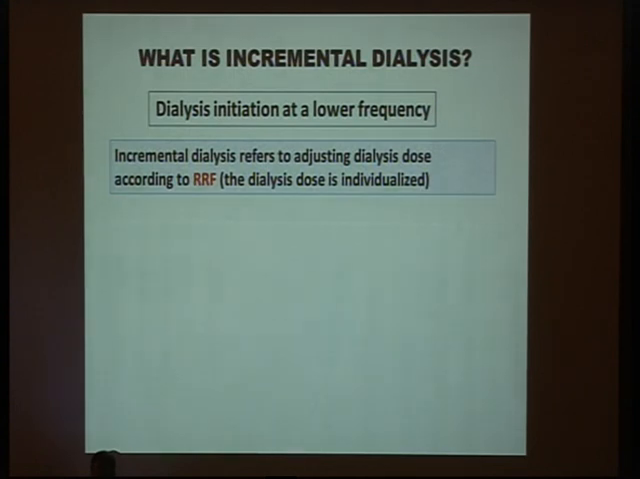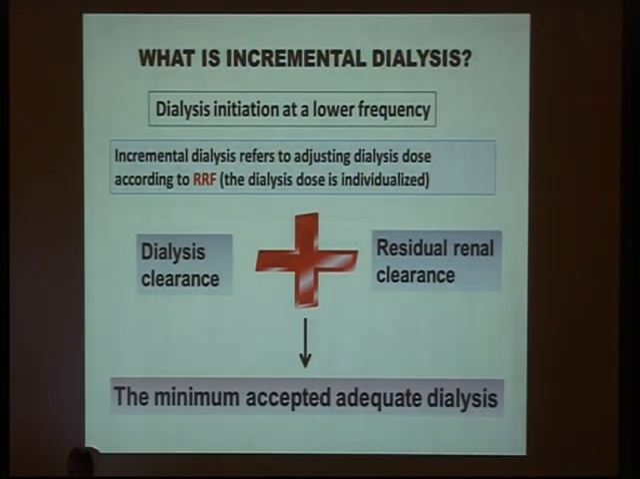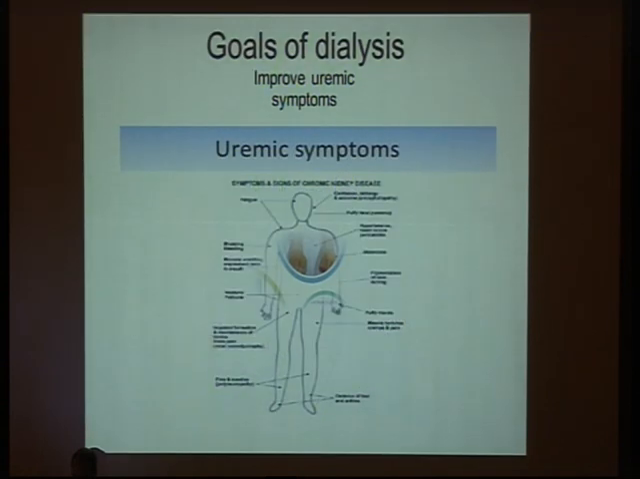Incremental dialysis refers to initiating dialysis at a lower frequency, so as to adjust the dialysis dose or individualize it according to the residual renal function, so that the combination of the dialysis clearance and the residual renal clearance achieves the minimum accepted adequate dialysis. The target is to achieve the basic goals of dialysis with enough clearance of uremic toxins, control of volume overload, control of acid-base and electrolyte disturbance, and of course, improve the uremic symptoms.